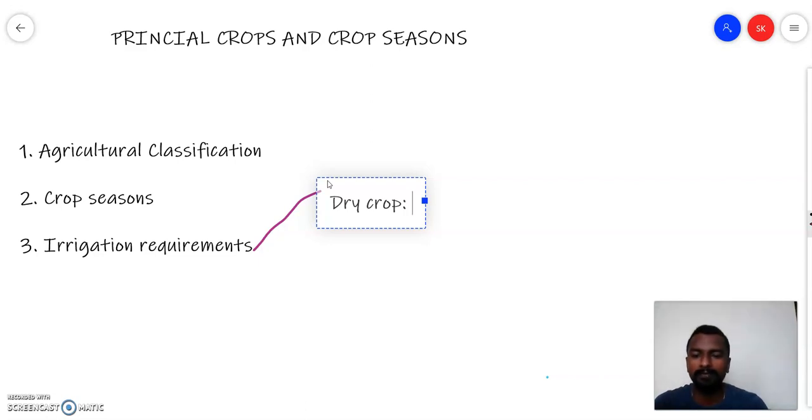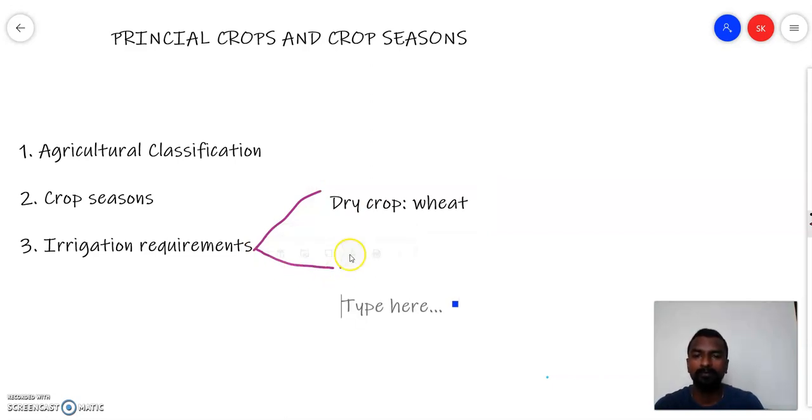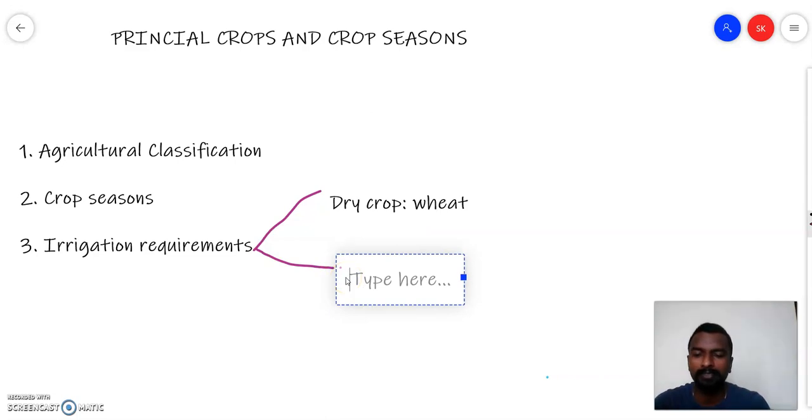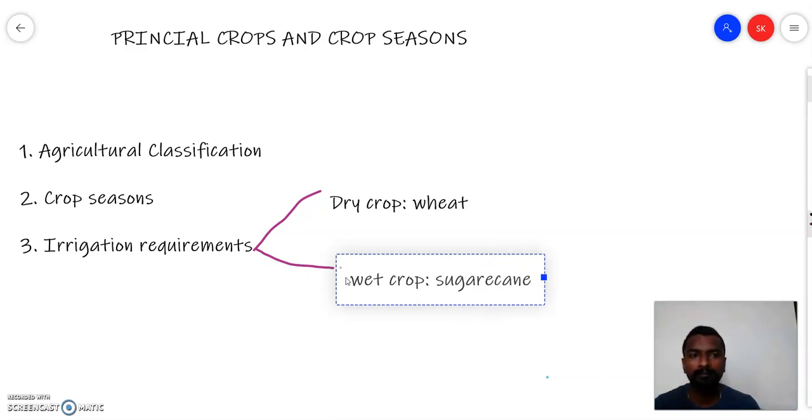In case of dry crops, we can take the example of wheat, even barley. These are examples of the dry crop. Another type is wet crops. First we'll discuss what is meant by a wet crop. A wet crop is basically a crop which cannot be grown without irrigation. It means that it is mandatory to provide irrigation. There are many examples, but sugarcane can be one of them.